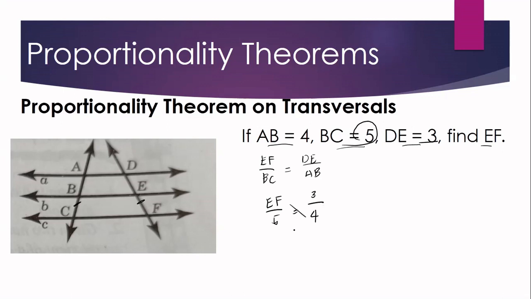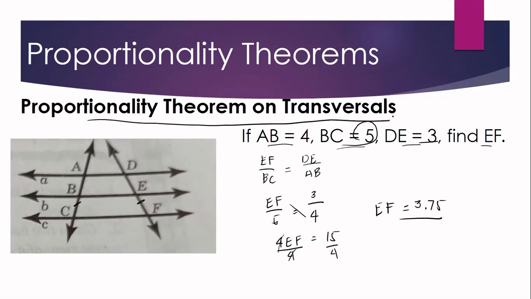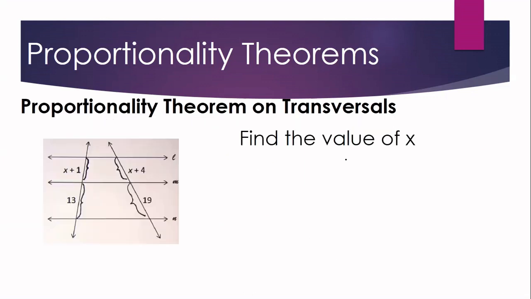Cross multiplication, we have 4 EF is equal to 5 times 3 is 15. Then, you are going to divide both sides by 4. That is why EF is equal to 3.75. That is proportionality theorems on transversals. And then let's have one more example. Let us find the value of x.